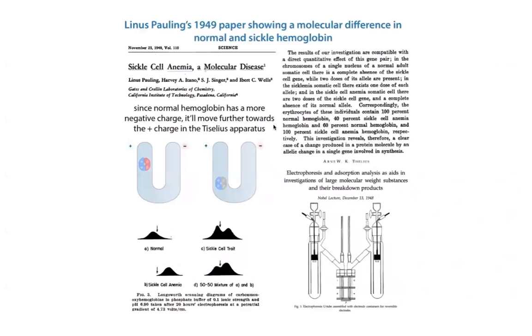The discovery of sickle cell anemia, the molecular cause of it, is super duper awesome. And so I will post links to more about this. But basically, Linus Pauling and friends found that because you're changing a negative charge to neutral, you're going to change the overall charge of hemoglobin.